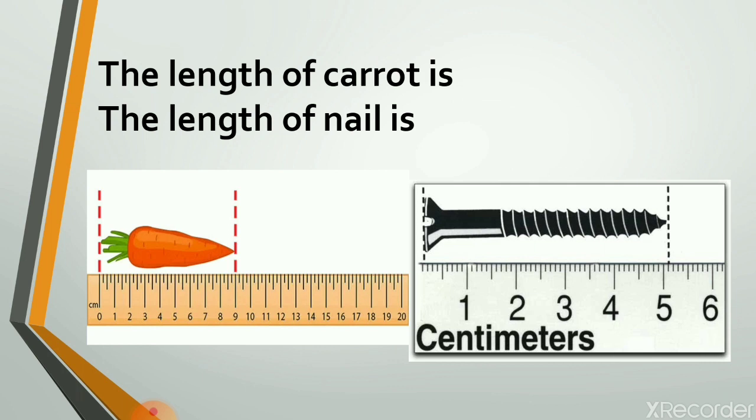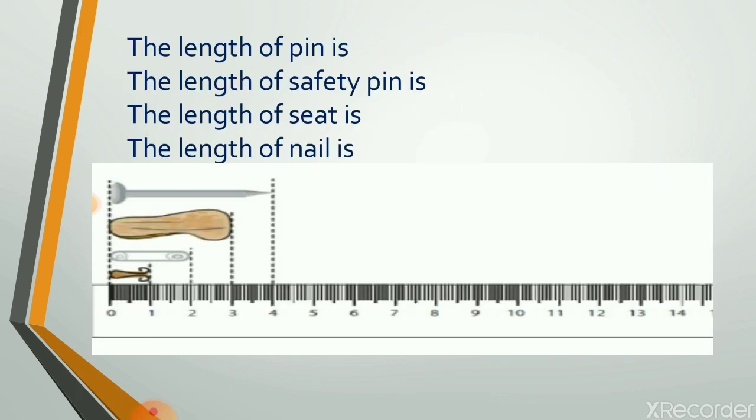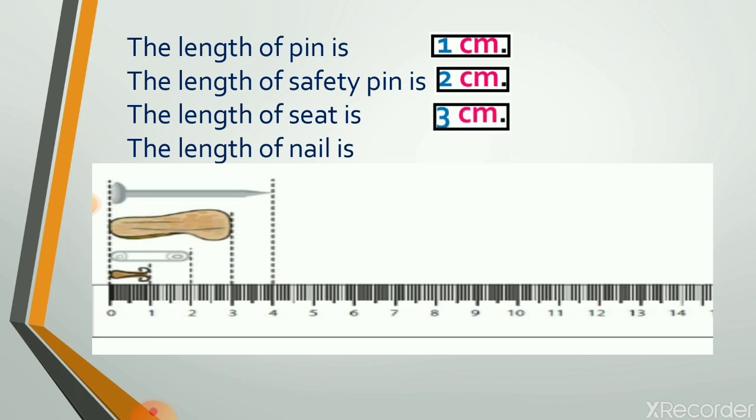Here the carrot is between 0 to 9. So the length of the carrot is 9 centimeters. And the nail is kept between 0 to 5. So the length of the nail is 5 centimeters. The length of the pin is 1 centimeter. The length of the safety pin is 2 centimeters. The length of the seed is 3 centimeters and the length of the nail is 4 centimeters.